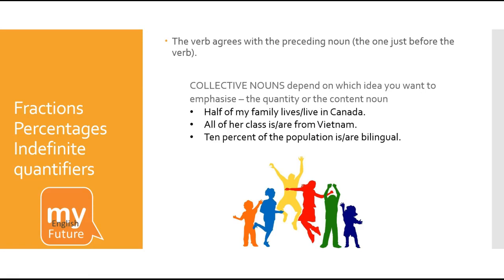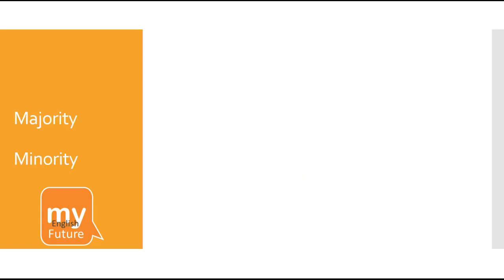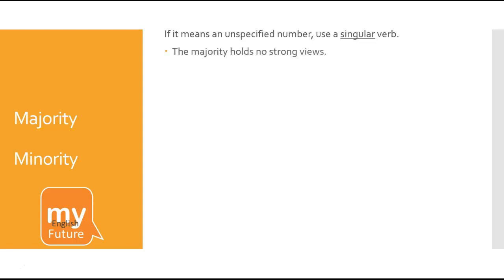So we've done number, and we've done fractions, percentages, and other quantifiers. Let's move on to these words, majority and minority. I'm sorry, now it gets a little bit tricky. If you don't know the number, use a singular verb. The majority holds no strong views. A small minority is voting against the new law.